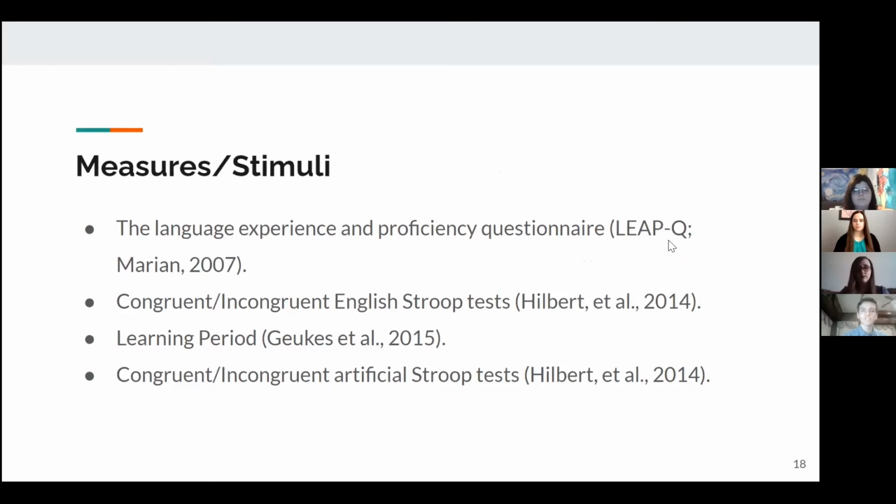For our measures and stimuli, as mentioned by Alyssa, we used the LEAP-Q test to test language proficiency. And then we had congruent and incongruent English and artificial Stroop tests, as well as a learning period.